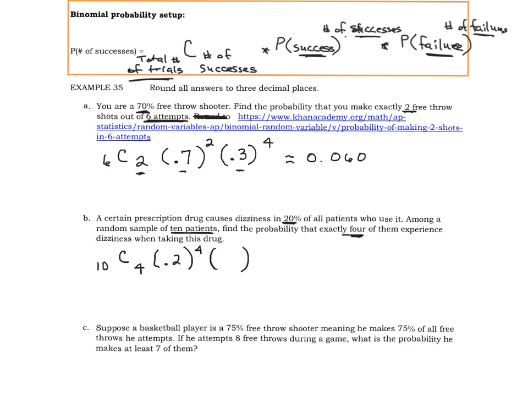So the probability of success is 0.2. The probability of failure is 0.8. 1 minus 0.2 is 0.8. And if you had 4 successes, that means you would have to have 6 failures. Okay, typing this into our calculators, we get 88 thousandths.